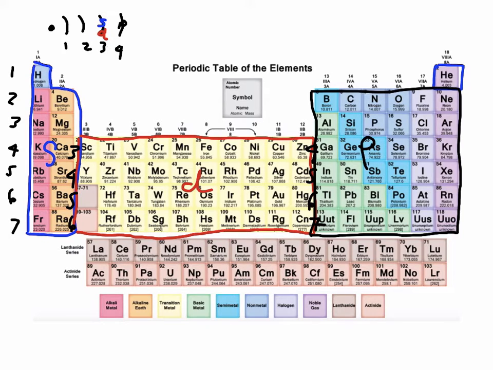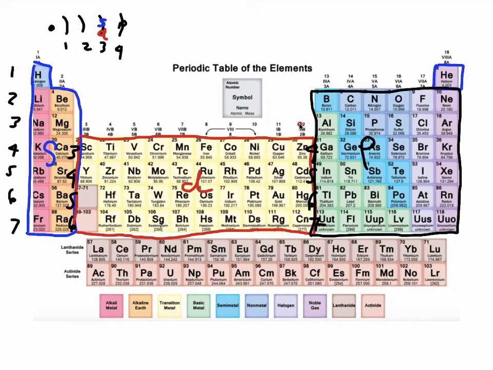Okay, so these rows on the periodic table pertain to the energy level where the last electrons are, and these blocks pertain to the orbitals that those last electrons are in. Now, if we take aluminum, for example, aluminum has electrons in the 1st and 2nd energy level, but its last electrons are in the 3rd energy level.